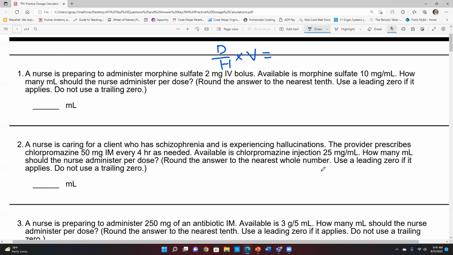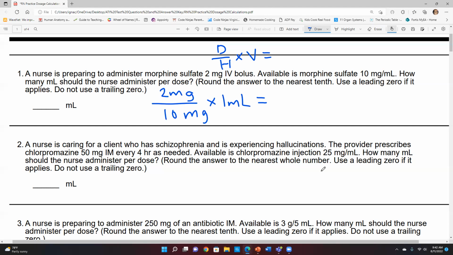All right, so D is what is desired. What did the doctor order for the patient, which is 2 milligrams? Okay, and what's on the label is 10 milligrams. And how does it come? Or the vehicle is, oh, I'm sorry, the vehicle, and that is going to be 1 ml.